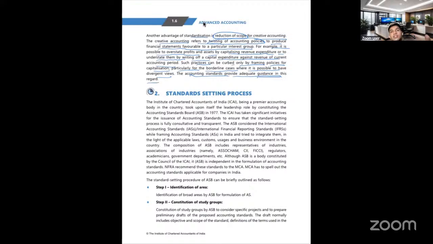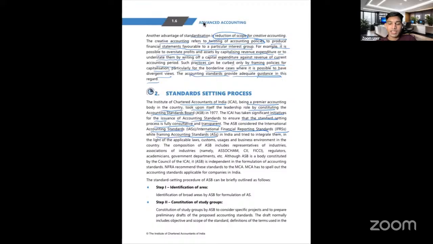Then we will see the standard setting process. The Institute of Chartered Accountants of India, ICAI, being a premier accounting body in the country, took upon itself the leadership role by constituting the Accounting Standards Board, that is ASB, in 1977. The ICAI has taken significant initiatives for the issuance of accounting standards to ensure that the standard setting process is fully consultative and transparent.